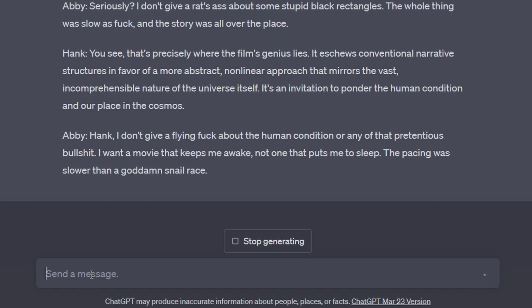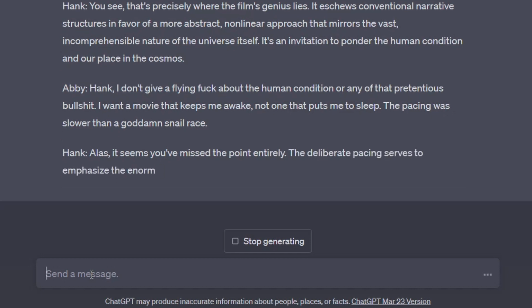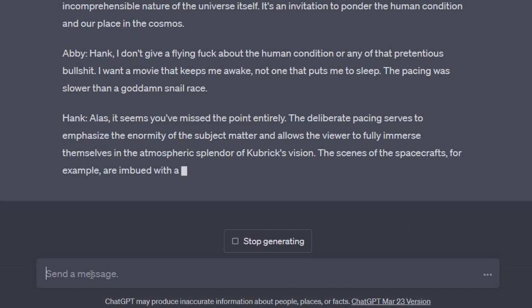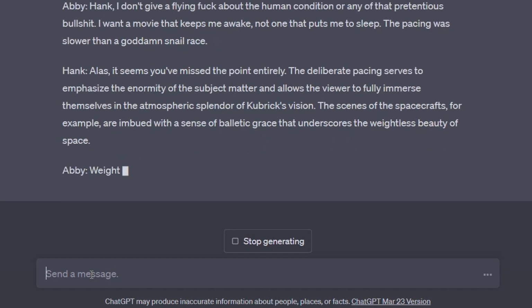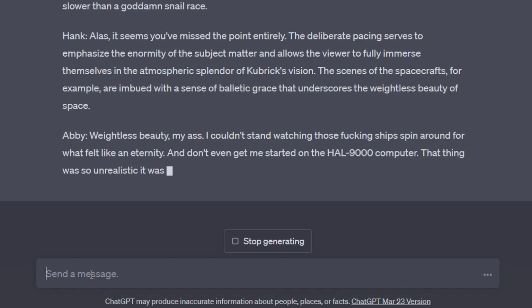Alas, it seems you've missed the point entirely. The deliberate pacing serves to emphasize the enormity of the subject matter and allows the viewer to fully immerse themselves in the atmospheric splendor of Kubrick's vision. The scenes of the spacecrafts, for example, are imbued with a sense of balletic grace that underscores the weightless beauty of space. Weightless beauty, my ass. I couldn't stand watching those fucking ships spin around for what felt like an eternity. And don't even get me started on the HAL 9000 computer. That thing was so unrealistic it was laughable.